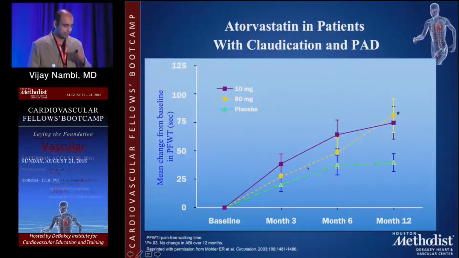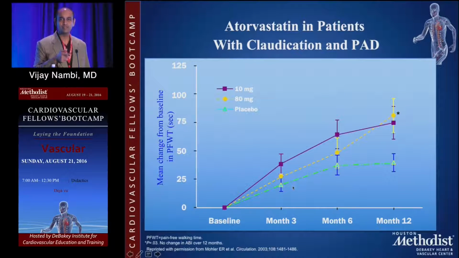Now, this is the atorvastatin 1 study, which looked at 10 milligrams, 80 milligrams, and placebo, and the mean change in peak walking time. You'll see that the 10 milligram for some reason did better early on, but the 80 milligram catches up later on. Part of this might also be, remember, one of the side effects of statin is muscle pain. So you might be picking up a little early, and the higher the dose, the more the chance of the side effect. That is the one thing you have to keep in the back of your mind when you're doing this.